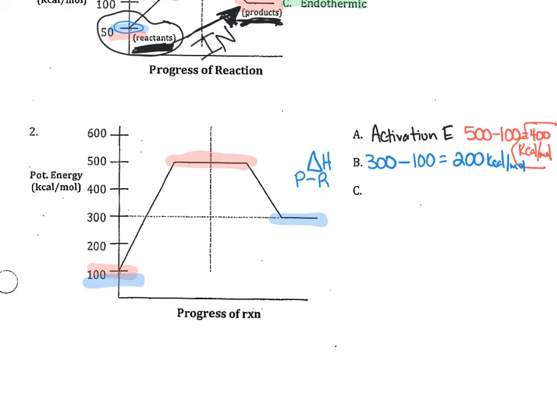Finally, we want to determine if this is exothermic or endothermic. So we're going to look at whether we have more energy or less energy at the end than we did at the beginning. And our delta H is positive. So if our delta H is positive, this is endothermic. Go ahead and pause the video, and I would like you to try to do 3, 4, and 5 on your own, and then come back and check your answers here.